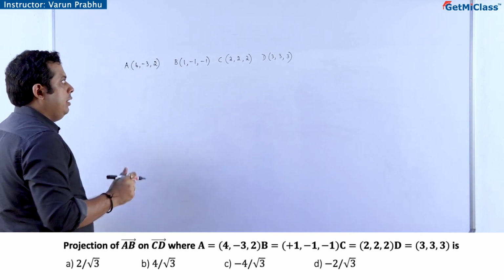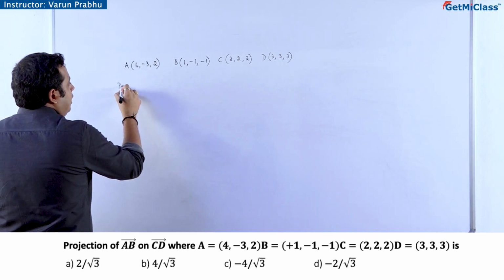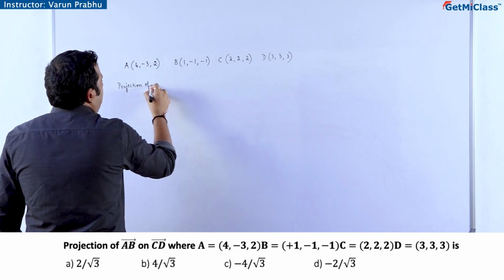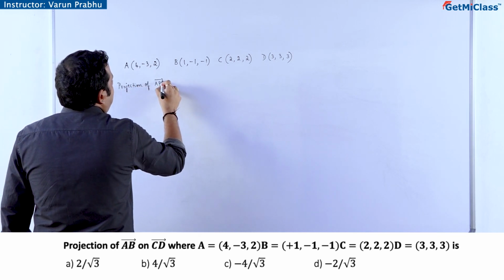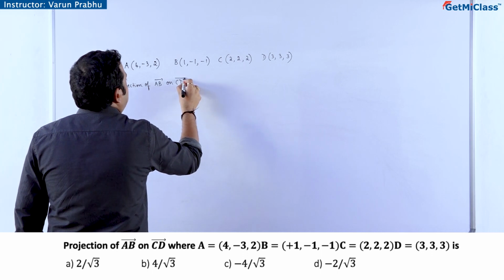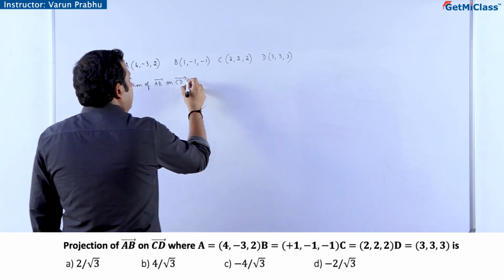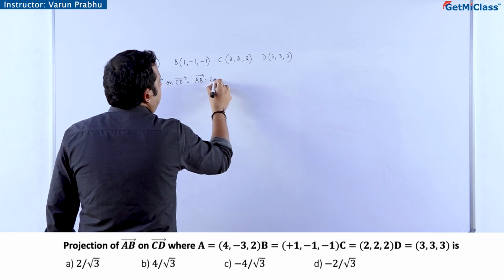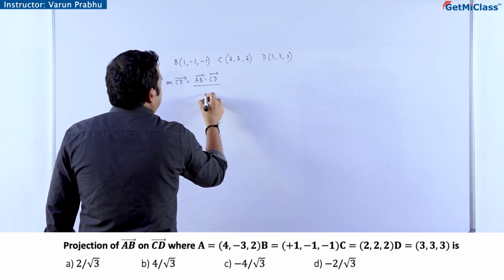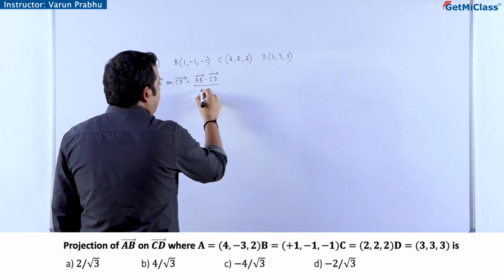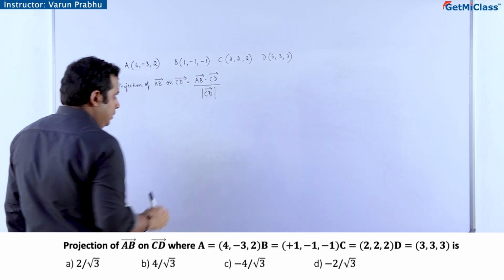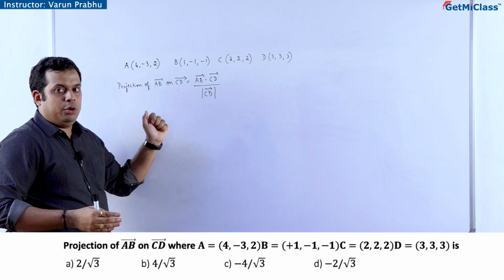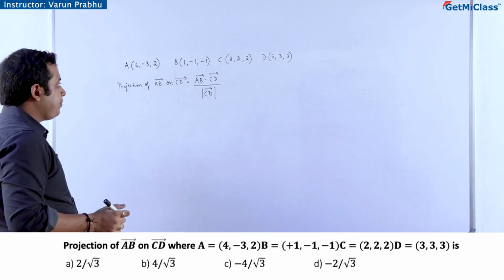4 points are given here. The question is asking you to calculate the projection of vector AB on vector CD. The projection of vector AB on vector CD is nothing but vector AB dot vector CD divided by magnitude of CD, right? This is the formula: A dot B divided by magnitude of B, or A dot B cap.